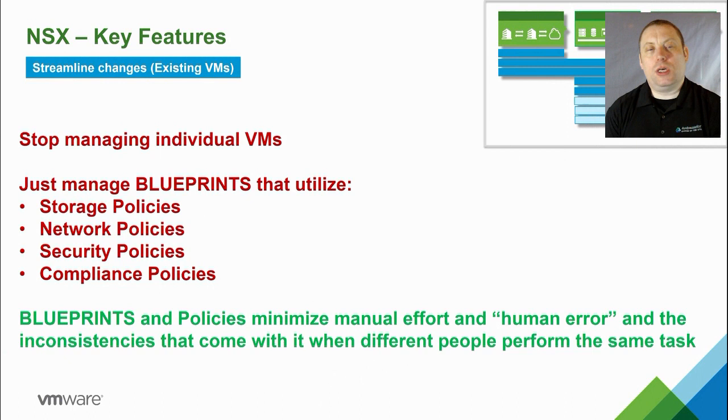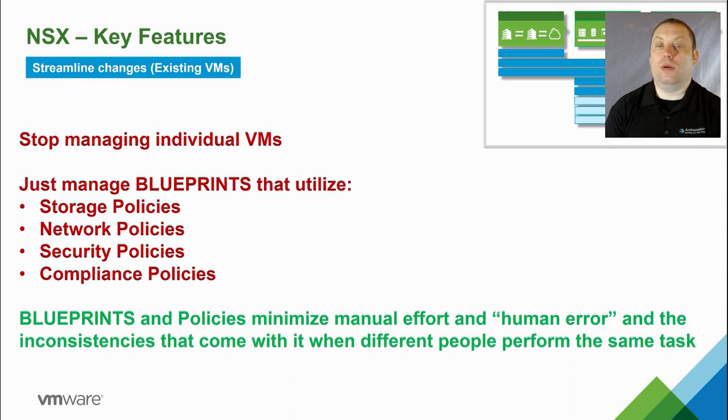So once you can do that, once you can manage individual VMs and use things called blueprints, because blueprints can not only cover network settings, they can incorporate things like storage policies, network policies, security policies, compliance policies. The thing about blueprints is they minimize manual effort, which is good, but more importantly, they minimize human error. When you do something consistently through a blueprint, it means that no matter who clicks on the blueprint or runs the blueprint, you get a machine built exactly the same way every single time, no matter who does it. So that human error and the inconsistencies from human error is eliminated.